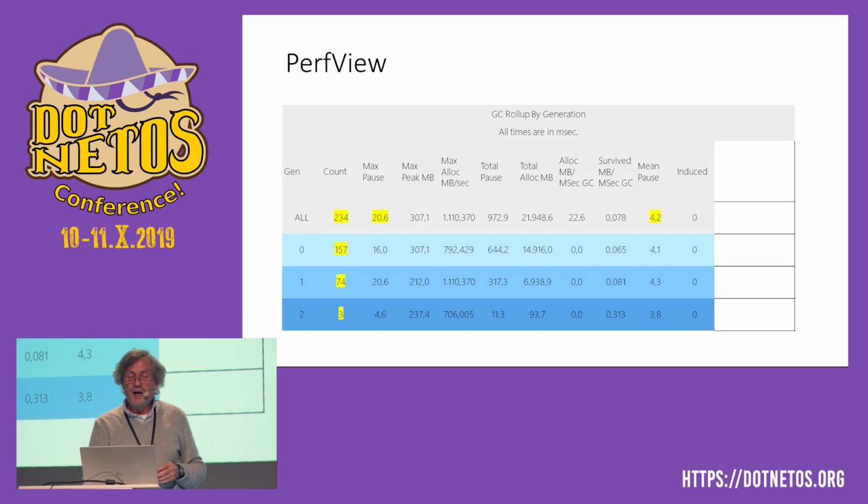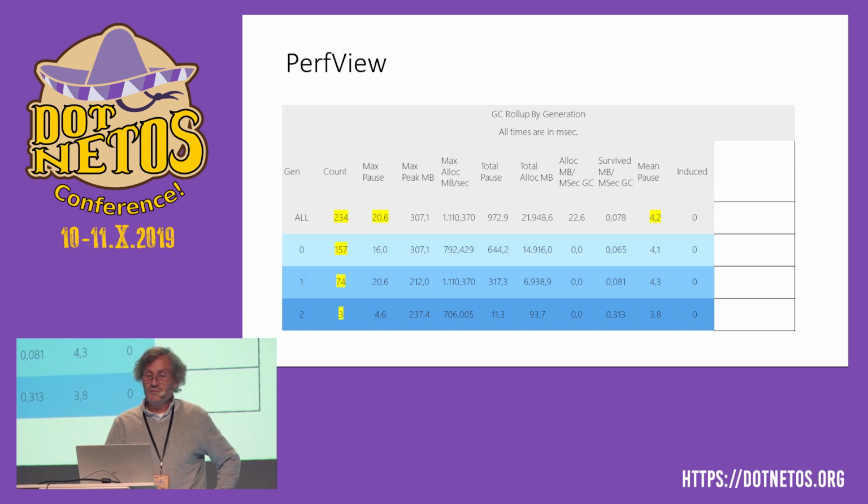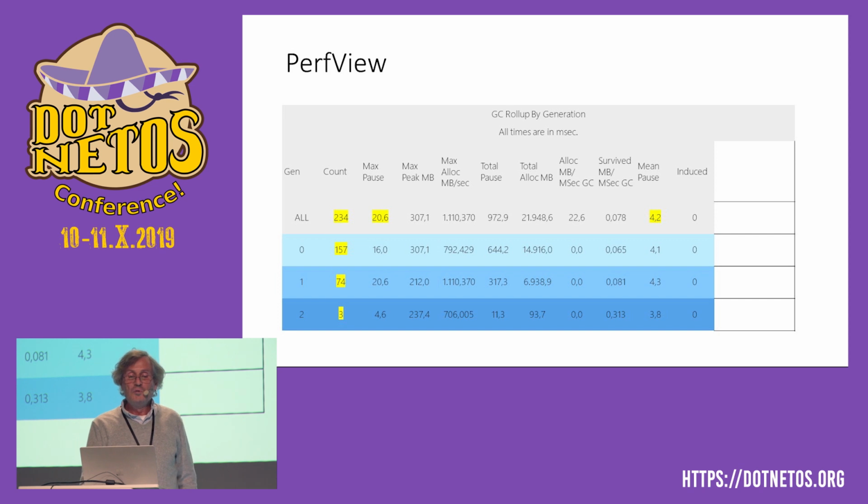So the overall number here is over 230 GCs. And because the run was about 30 seconds, this means we do almost 8 GCs a second, which is quite a bit. We do a lot of Gen 0 GCs. We also do quite a few Gen 1 GCs. And we do very few Gen 2 GCs. So what this tells me is, first of all, we have significant allocation.